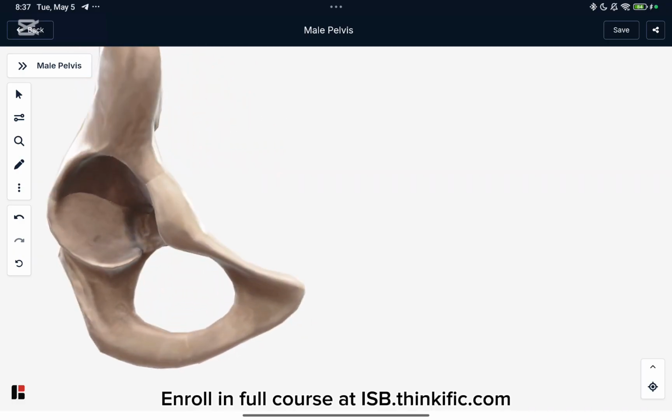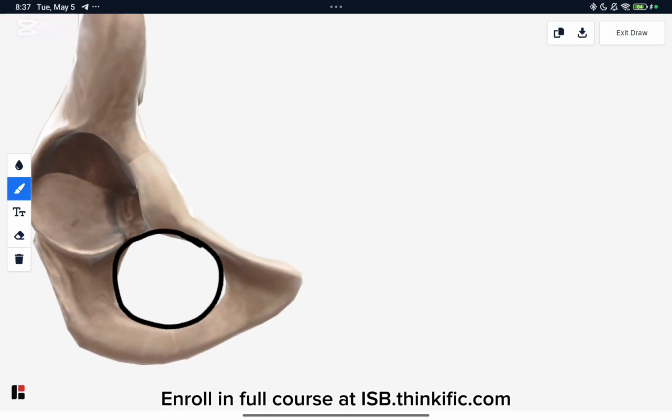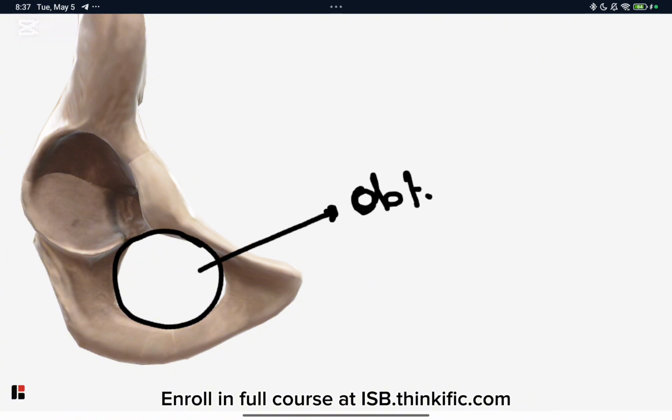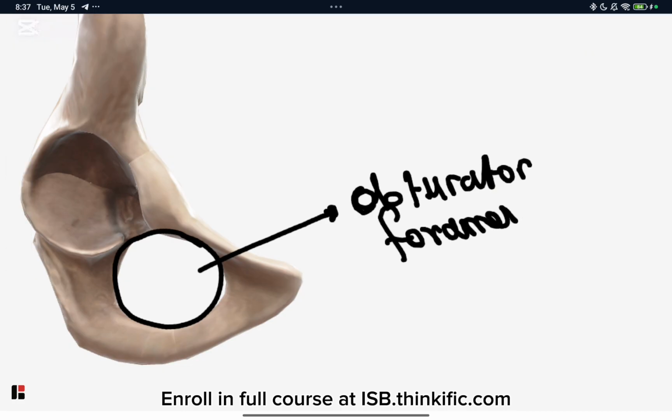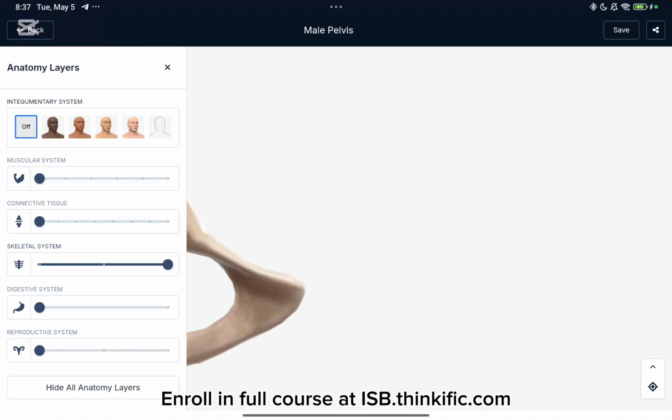One last note about the pubis. You know this hole in the pelvis? Here, this big huge gap. This is called the obturator foramen. It is closed with a sheet of connective tissue membrane. I'm going to show you this membrane here.